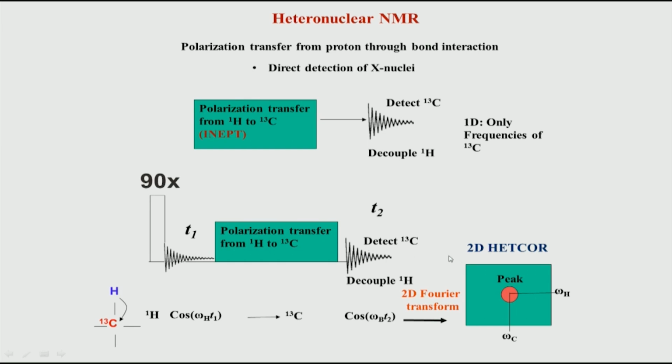This approach leads to HETCOR, but we will see in the next class that this is not the best approach. For the best sensitivity it is better to start from proton and also end in proton, but at the same time get the 2D heteronuclear information. That is called inverse detection, and we will see it in the next class, because it gives a much higher sensitivity than this approach of 2D HETCOR.